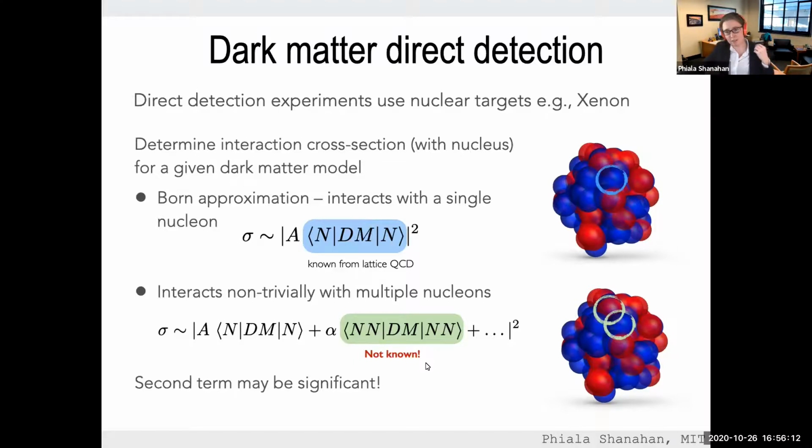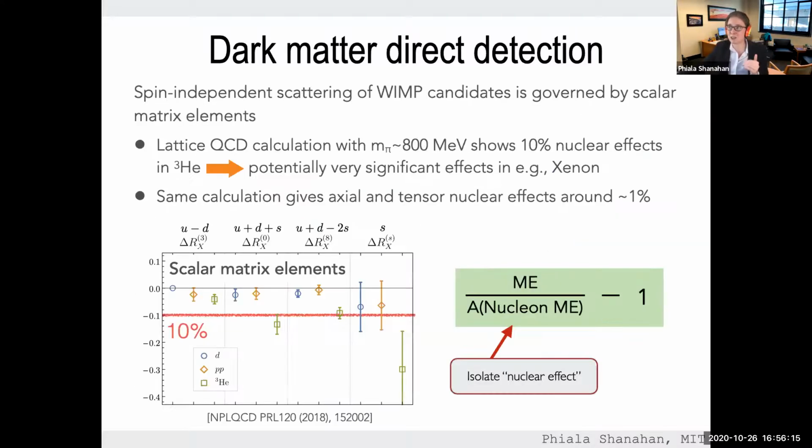So in the very first efforts to try to address this issue, we studied the scalar matrix elements in light nuclei. Although we don't know the microscopic theory of WIMPs, weakly interacting dark matter candidates, the low energy limit of a generic spin independent interaction is scalar. So the relevant coupling is the scalar matrix elements. And so we did a calculation for the deuteron, the diproton, which is stable at this quark mass, and helium-3. And what we saw is a 10% nuclear effect.